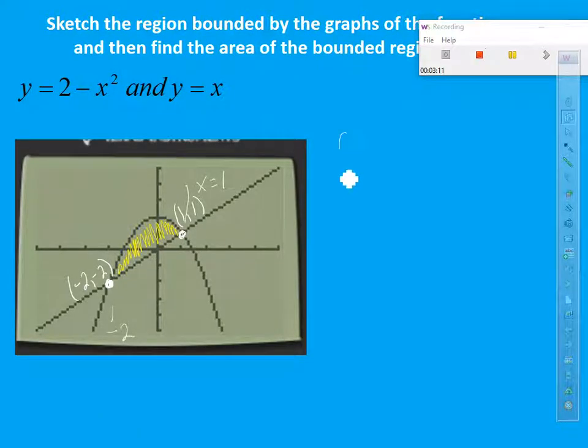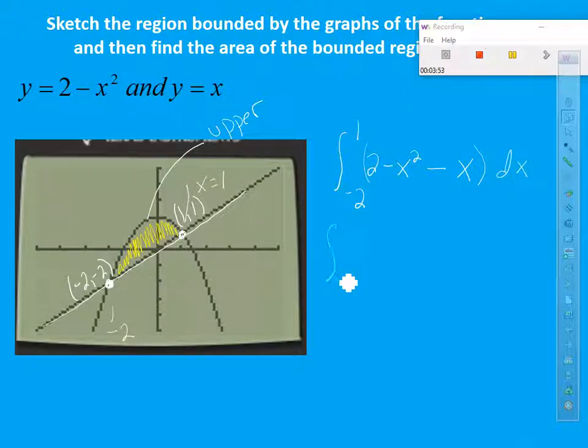It's going to be the antiderivative of, now look at your x values. This x value of the point of intersection is -2. This happens to be 1. So it's going to be from -2 to 1 of the upper bound. My upper bound is the parabola, so I'm going to have 2 minus x squared minus, always minus, the lower bound. The lower bound is this line right here, which is x. Now technically, there is a dx behind that.